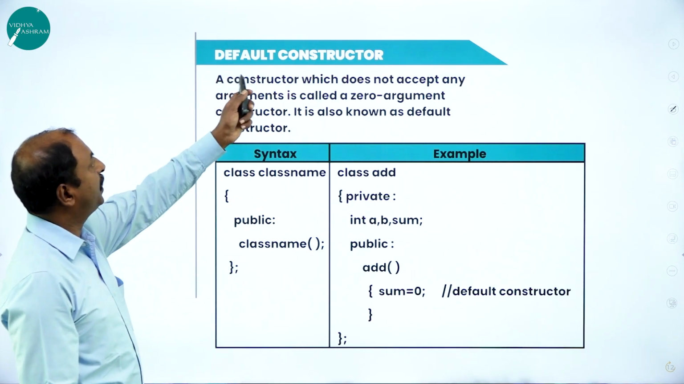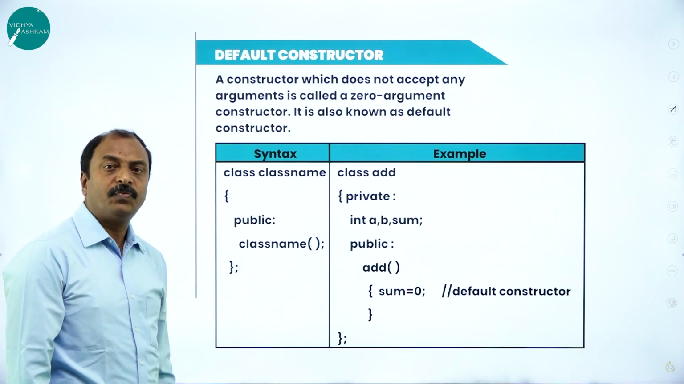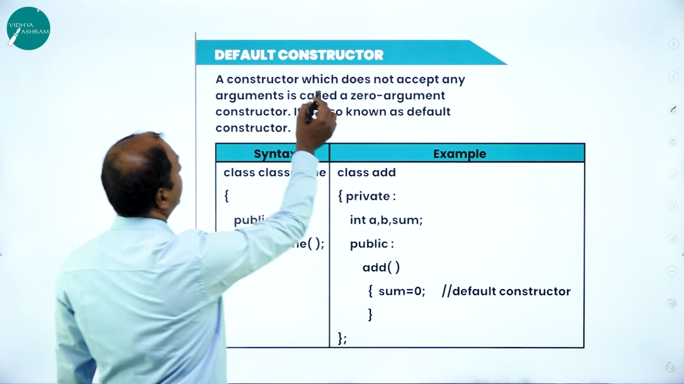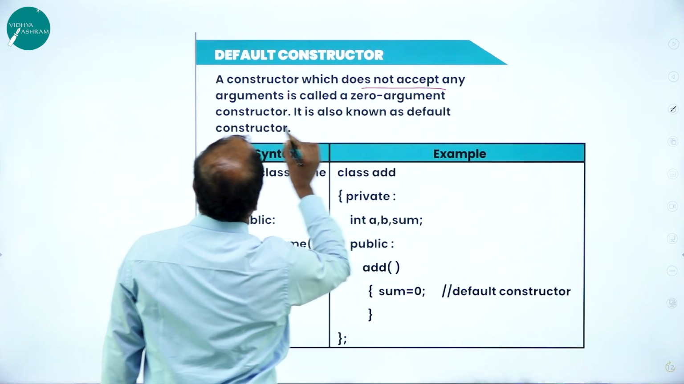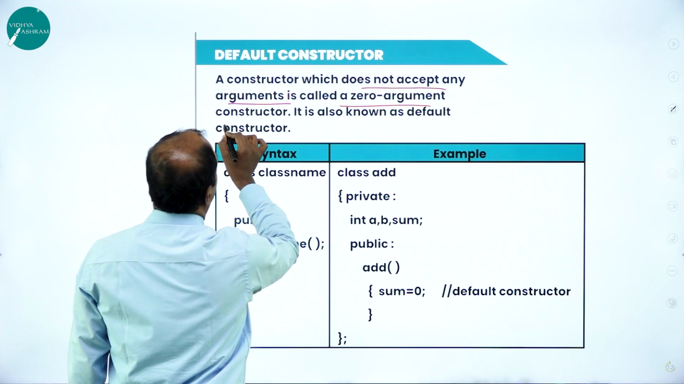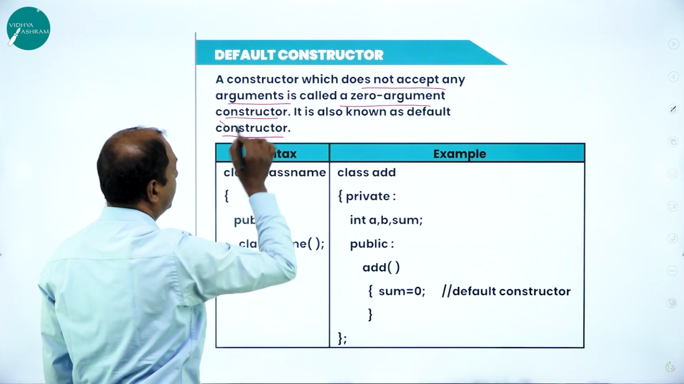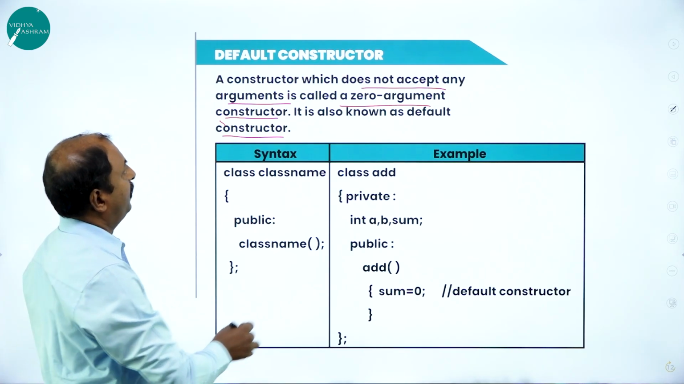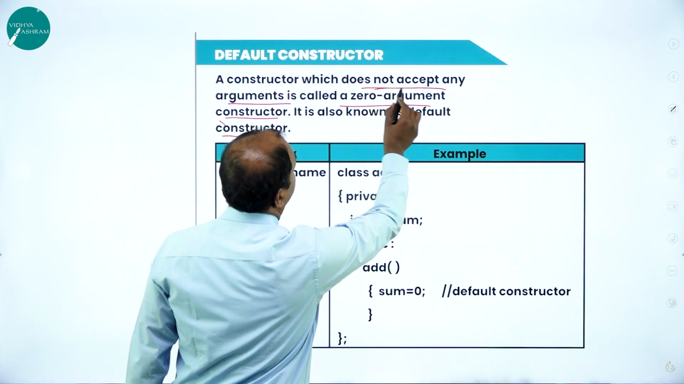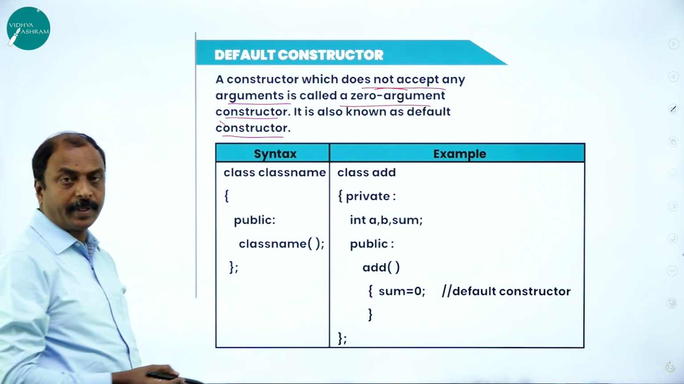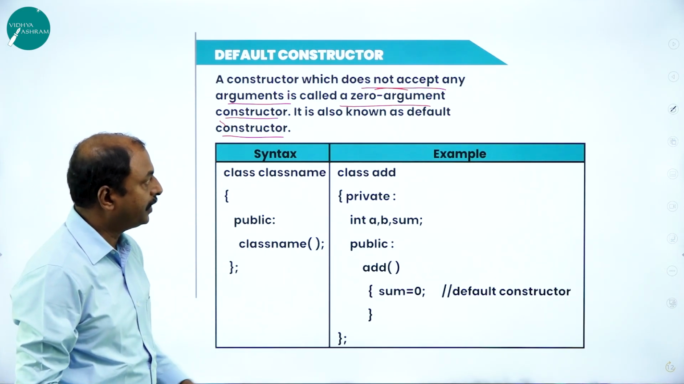First one is the default constructor. So what is a default constructor? A constructor which does not accept any argument is called a zero argument constructor or default constructor. So the definition is that it does not accept any argument. Look at the syntax and example here.